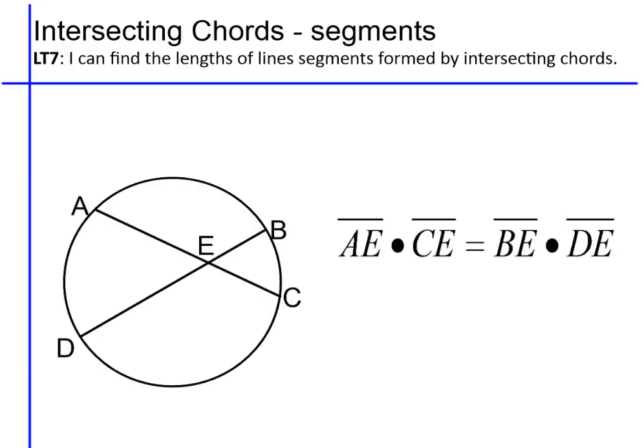So take a look at this example we have here of the circle with two chords that cross through each other at point E. There's a relationship that we have of the two portions of each chord. If we know the distance from A to E, and we multiply that by the distance from E to C, we get the same exact value as knowing the distance from B to E and multiplying it by the distance from D to E.